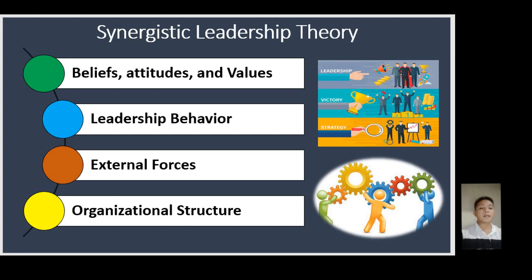Third, the external forces. These are influences outside the control of the organization or leader that interact with them and that inherently embody a set of beliefs, attitudes, and values. The fourth, the organizational structure, which refers to characteristics of the organizations and how they operate.